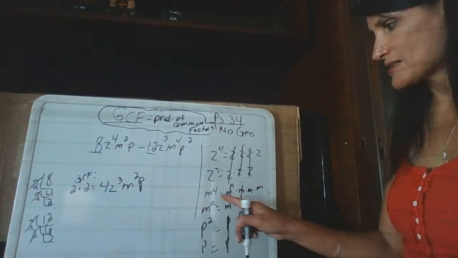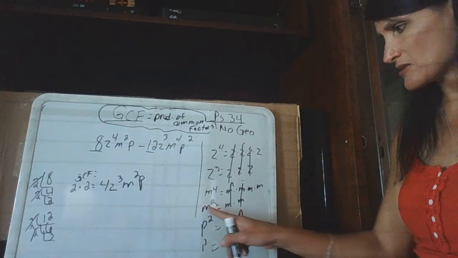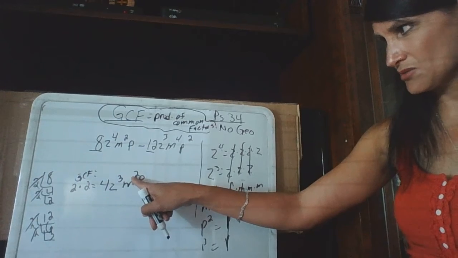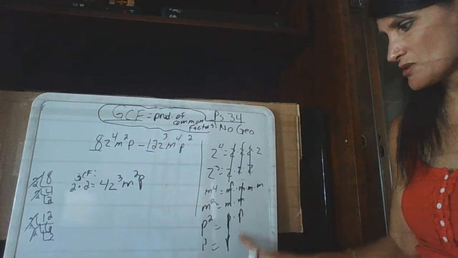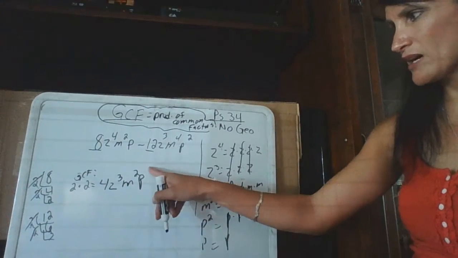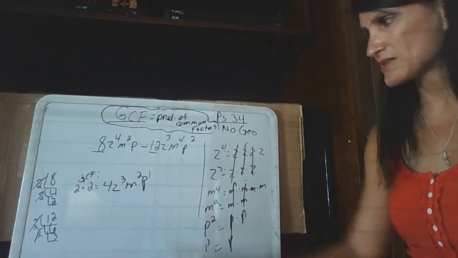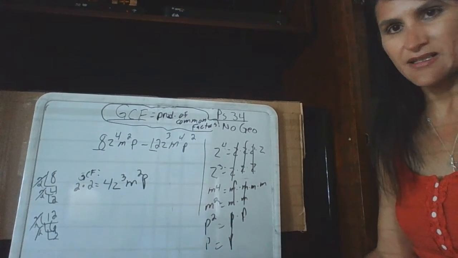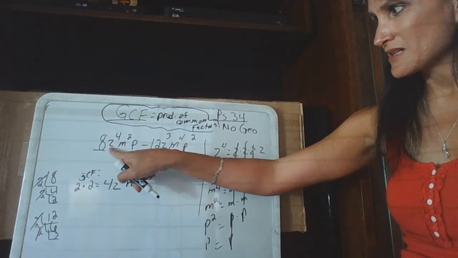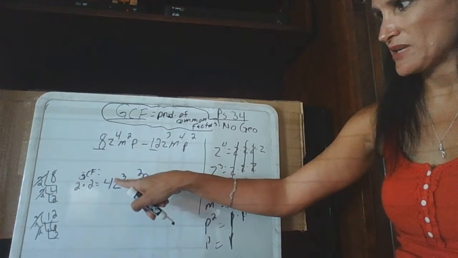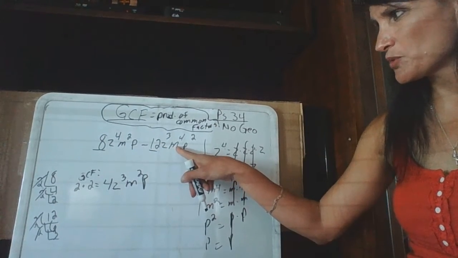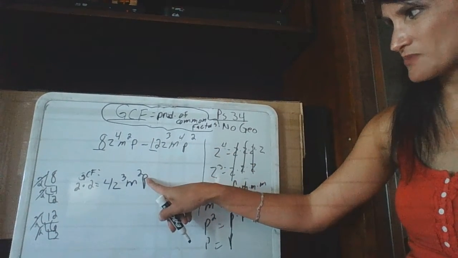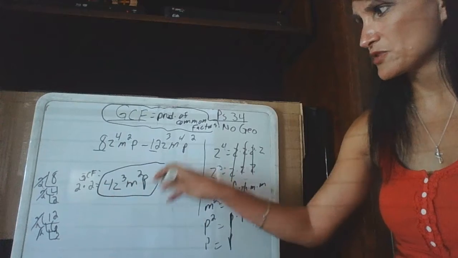If I look at the m's, it's the same thing. This m has 4, this one has 2. But the most they share is the smaller of the 2, so it's 2. And the same thing with the p's. This has 2, this has 1, but they only share 1. And notice I didn't put a 1 there because it wouldn't be simplified. All that to say, you don't have to do this unless you need it and it's helpful. You can simply say z4, z3, 3 is smaller, so my answer is 3. M squared, m4, 2 is smaller, my answer is 2. P to the 1st, p squared, 1 is smaller, so my answer is 1. This is your greatest common factor.